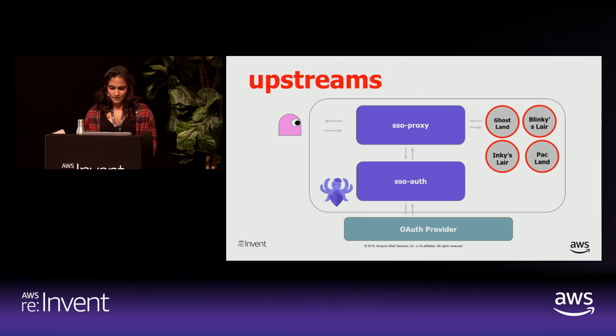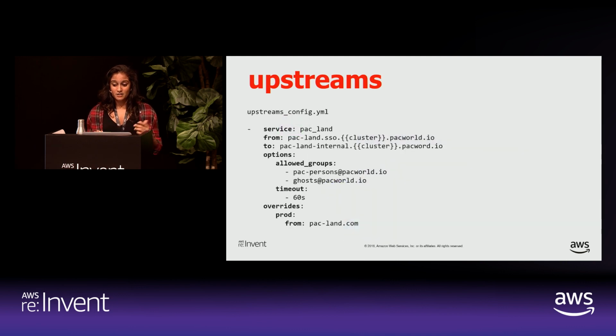And then lastly, the upstreams, or the services that sit behind SSO, sit behind SSO proxy. They are defined in a YAML config file because, well, everyone uses YAML and we wanted to too. Service owners can set the address mapping of the internal service to SSO proxy's address and add options that allow for group-based authorization or request timeouts.